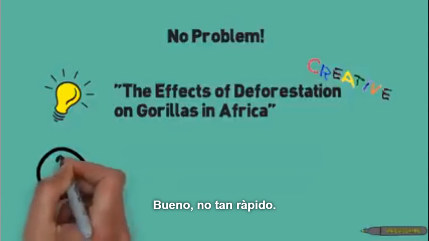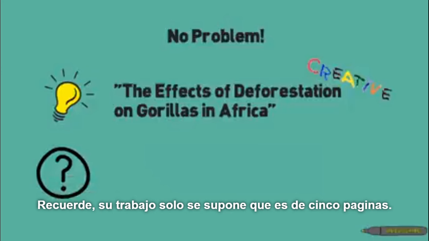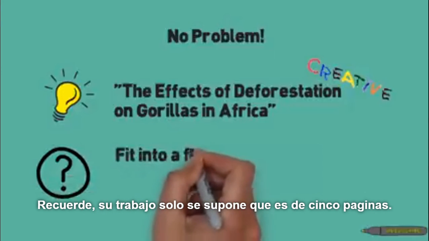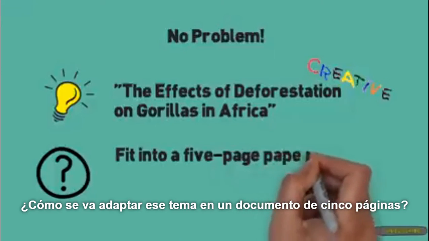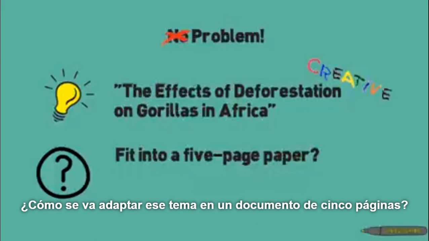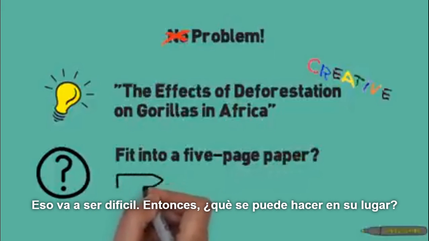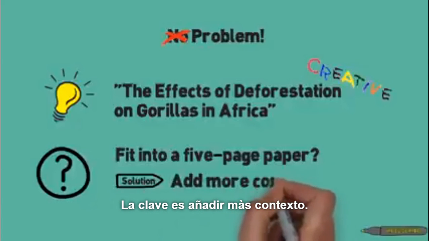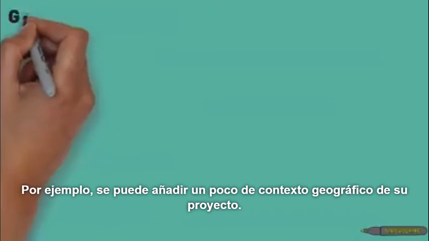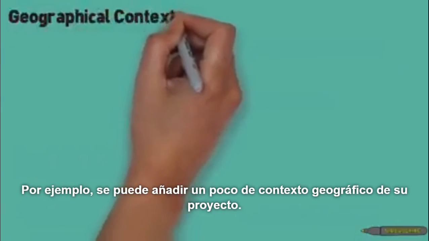Well, not so fast. Remember, your paper is only supposed to be 5 pages. How are you going to fit that topic into a 5-page paper? That's going to be difficult. So what could you do instead? The key is to add more context. For example, you could add some geographical context to your paper.